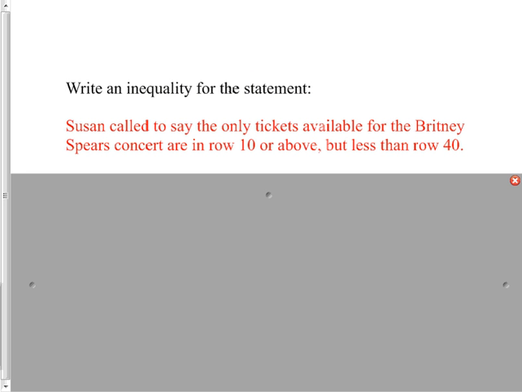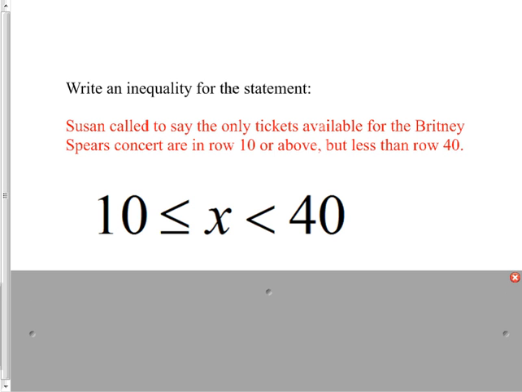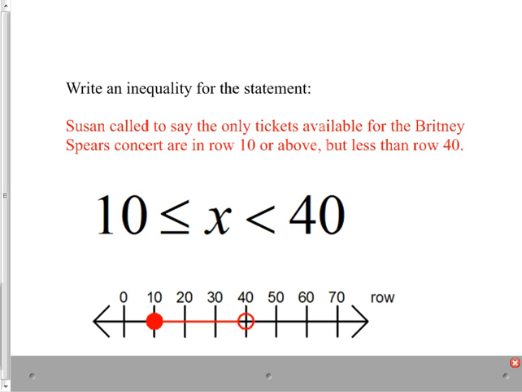All right, so here's one. Susan called to say the only tickets available for the Britney Spears concert are in row 10 or above, but less than row 40. Apparently somebody bought up all the tickets in the back rows or something. So maybe we have to be between 10 and 40, but this has something a little more specific. It could be equal to 10. If you were to graph that, it would go between 10 and 40, and it'd be darkened in on the 10. Does that make sense? Okay, good.